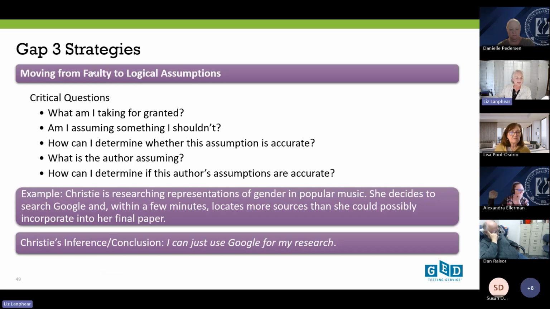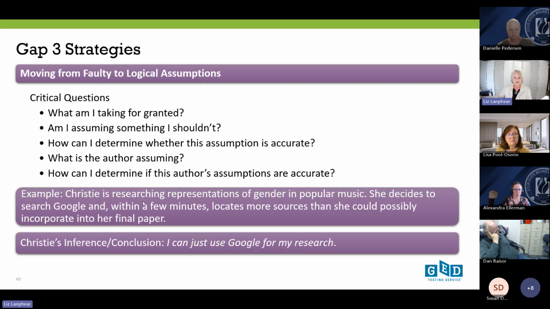Gap 3 strategies: moving from faulty to logical assumptions. So critical questions. What am I taking for granted? What am I assuming, or am I assuming something I shouldn't? How can I determine whether this assumption is accurate? What is the author assuming? And how can I determine if the author's assumptions are accurate?